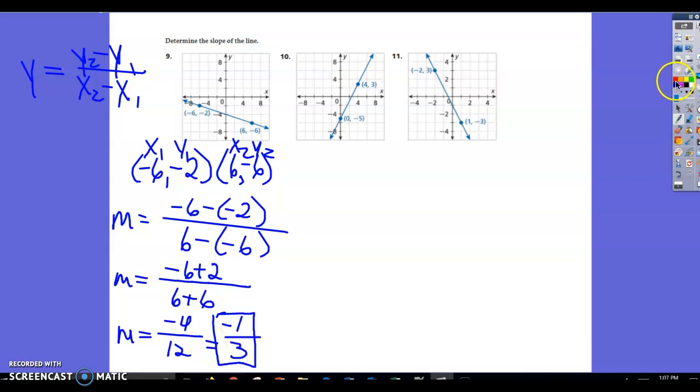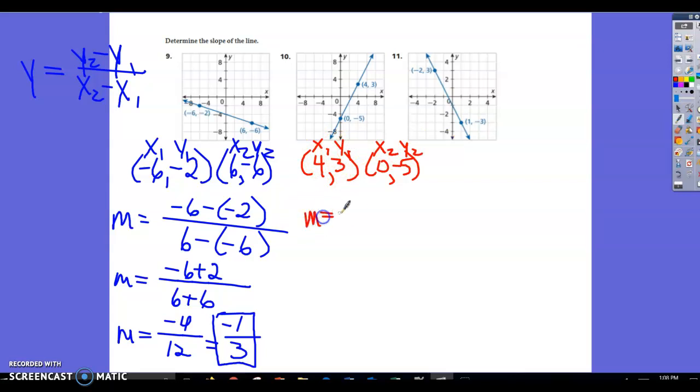Let's change colors here so it's a little less confusing. Alright, so we've got another point, 4, 3, and 0, -5. And it doesn't matter which point you pull down first, as long as you label your x and y 1 and your x and y 2. As long as this x and y are from the same point, it doesn't matter if this is point 1 or point 2. What does matter is that this x and y are associated together. So that's why we label them point 1 and point 2.